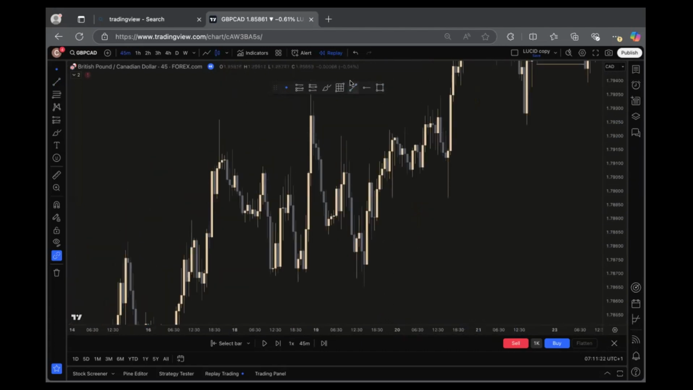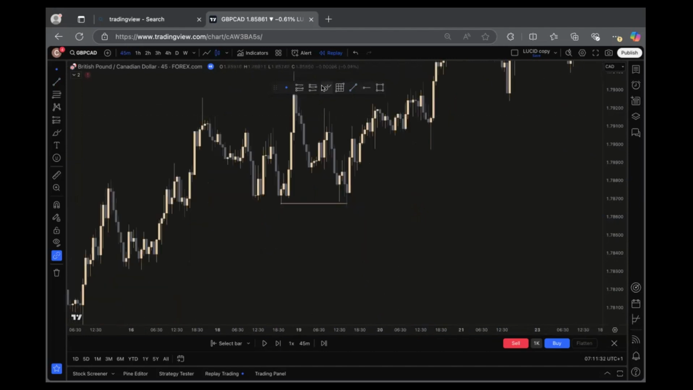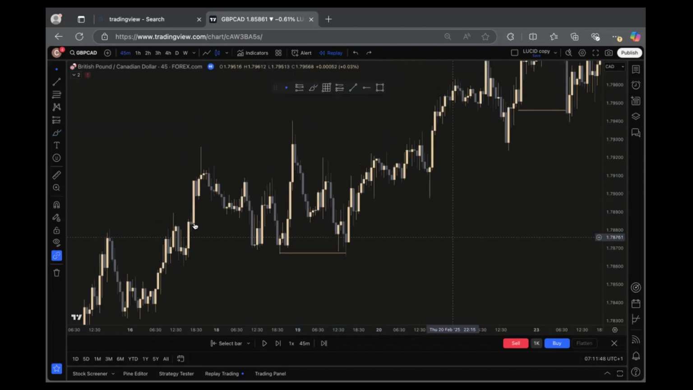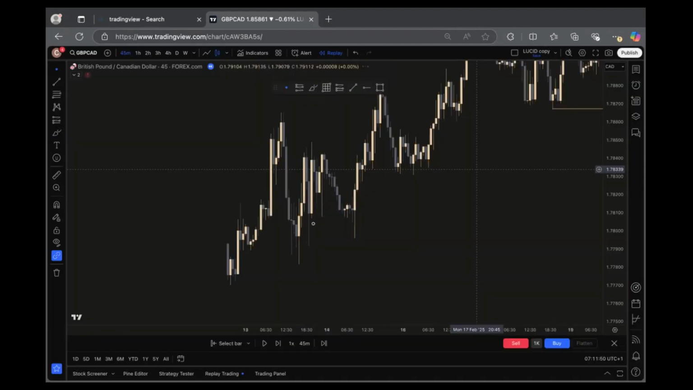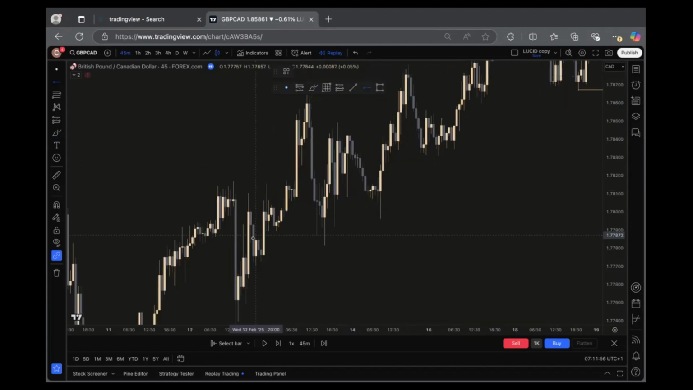Well, this right here is where we got an external. Price does A, B, C, takes the B leg right here, and then goes. So where else? We got this point as well.